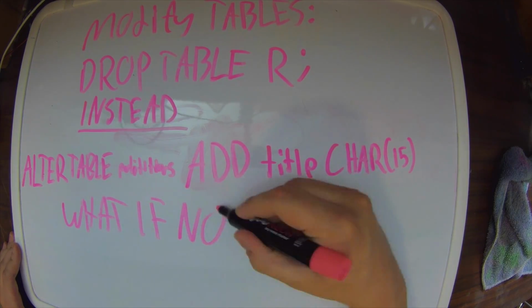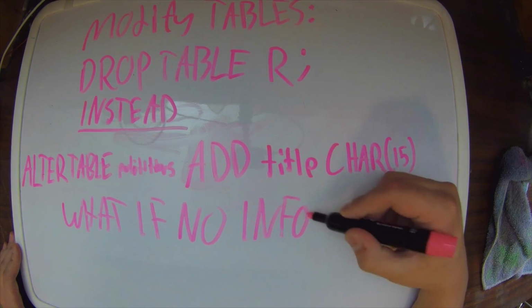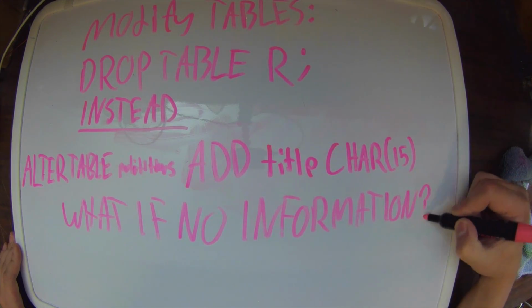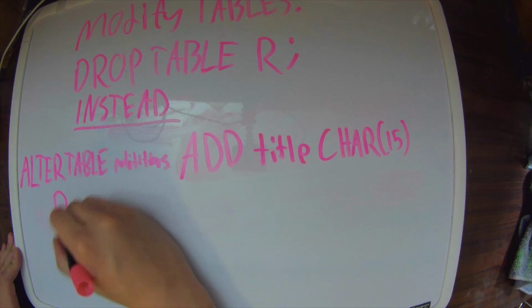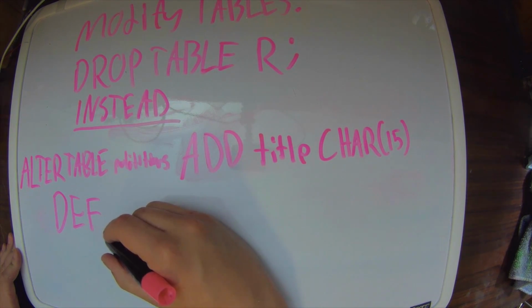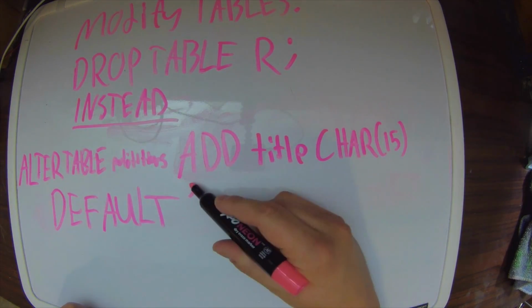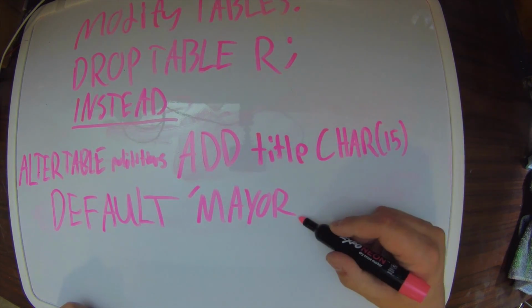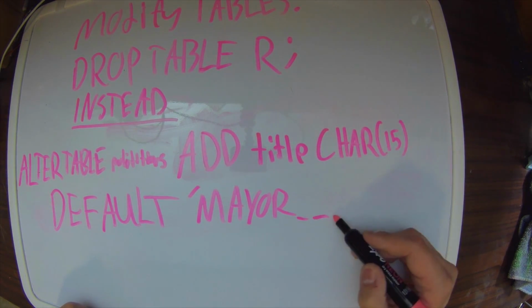And what if we don't know what to put in those tuples? What if we don't have the information to put in there? Well, we can use a default. And that's just done by writing the default command. And it goes as writing default and then placing the attribute you want as the default right next to it. Make sure you follow the data type that you have.